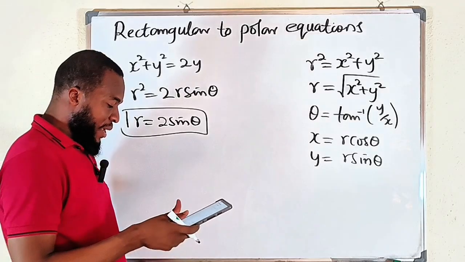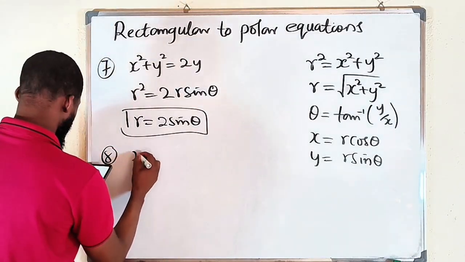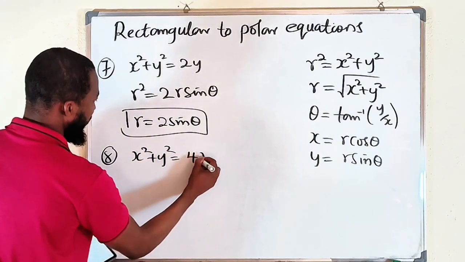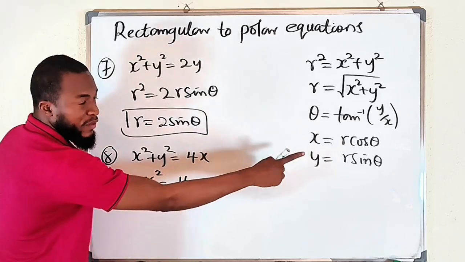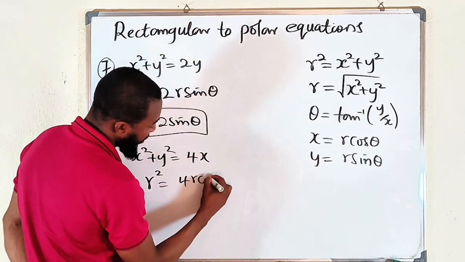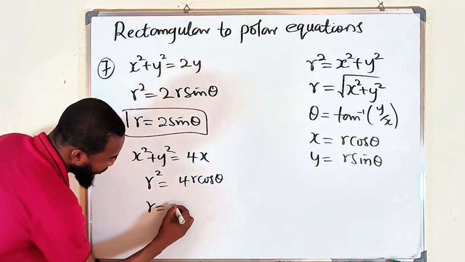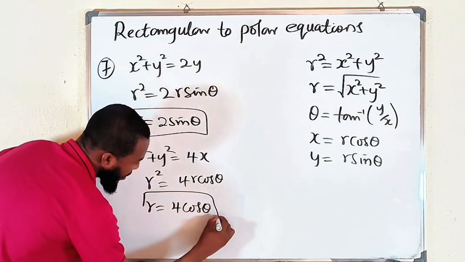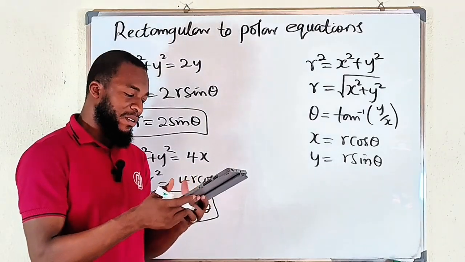Question number 8 is similar to this one. We have x squared plus y squared equal to 4x. This is r squared. X is what? R cos theta. Divide both sides by r, you have r equal to 4 cos theta. Let's move on to question number 9, which is second to the last question.